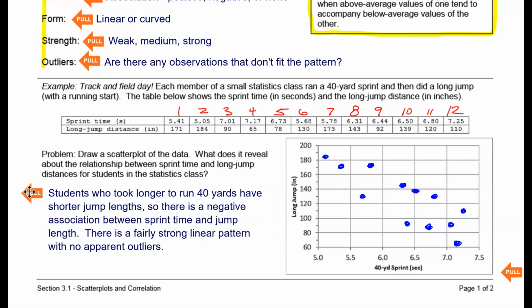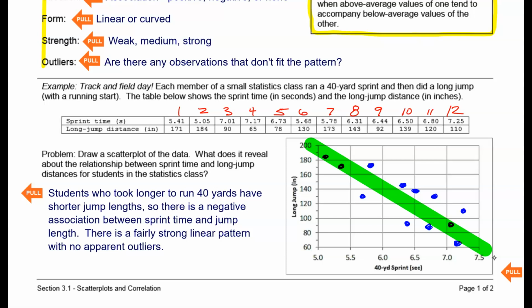Well, students who took longer to run 40 yards have shorter jump lengths. So there's a negative association between sprint time and jump length. And you can see that because the general pattern in this graph is that. It tends to have a negative association. Longer sprint times are shorter jump lengths. There is a fairly strong linear pattern with no apparent outliers.